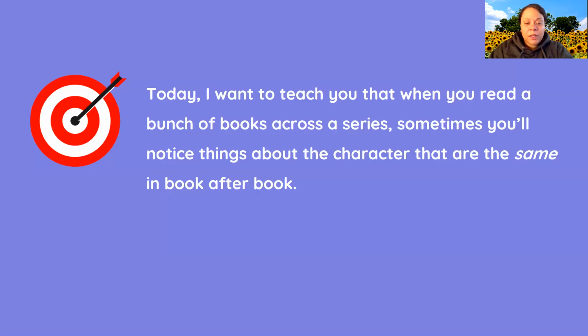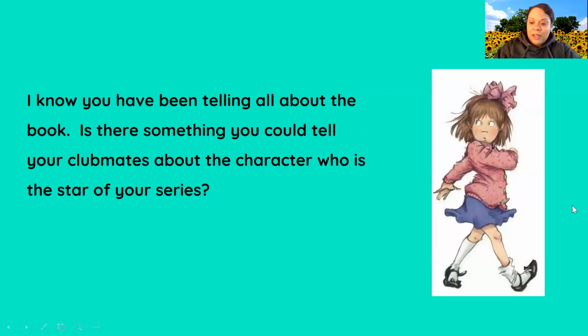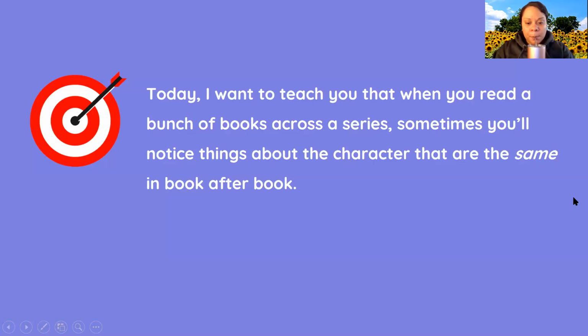So today I want to teach you that when you read a bunch of books across a series, sometimes you'll notice things about the character that are the same book after book. So you might notice how the character is in one book, and maybe in the next book you read in the same series, you notice they're acting a little different, or maybe they're acting the same, okay? So if I read one book about Junie B. Jones, maybe in the next book she'll act a little differently. Maybe she'll be less sassy or whatnot.